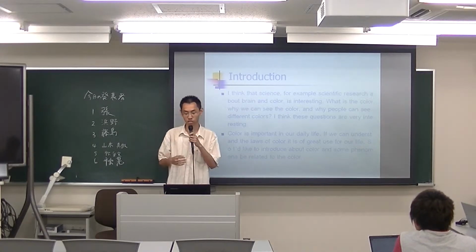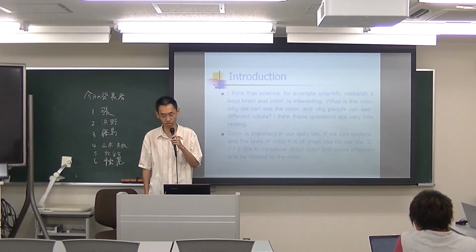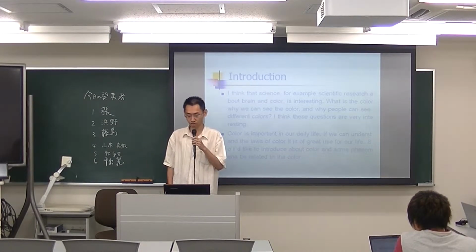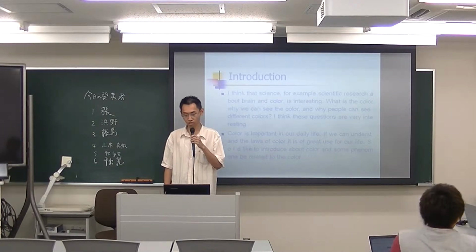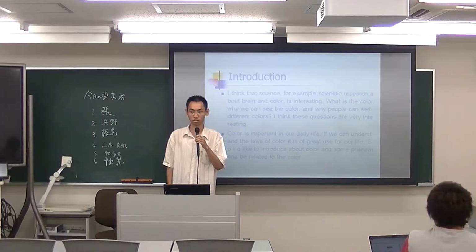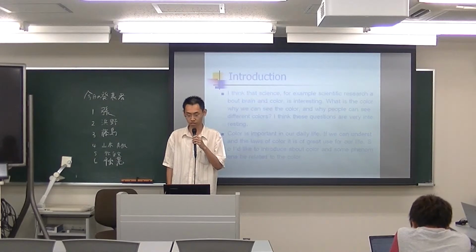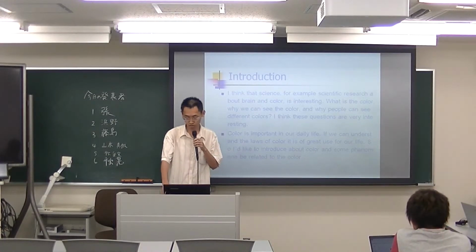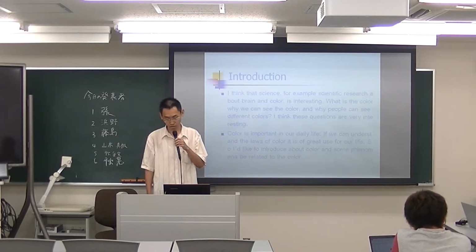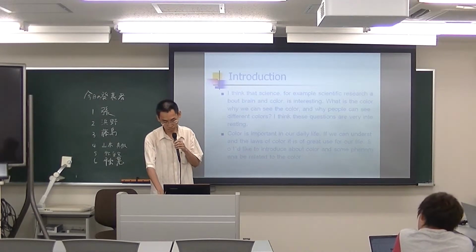I think scientific research about the brain and color is interesting. What is color? Why can we see color, and why can people see different colors? I think these questions are very interesting. Color is important in our daily life. If we can understand the laws of color, it is of great use for our life. So I'd like to introduce color and some phenomena related to colors.